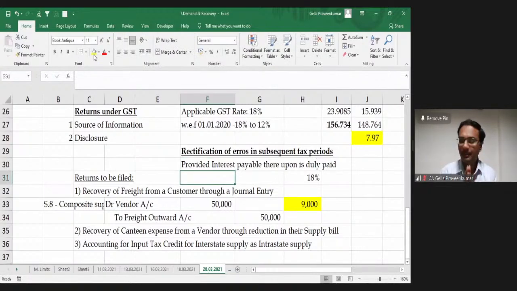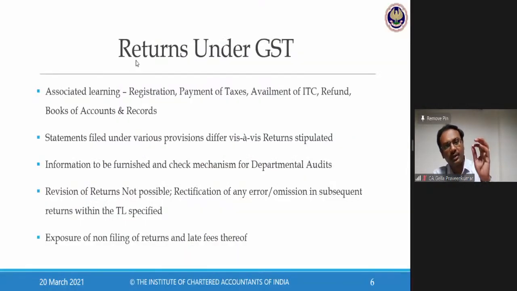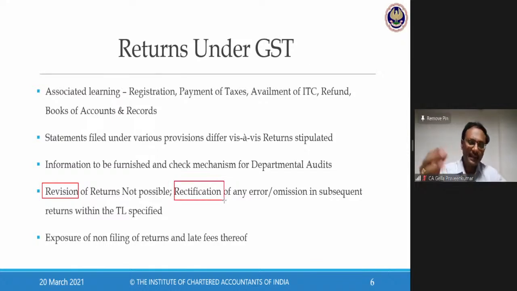I repeat, the provisions under GST law say that rectification of errors or omissions can be duly taken care of in the subsequent month's tax period, provided that if there is any interest payable thereon, you have to pay that interest. So this is one principle which makes filing of returns a very important aspect. If any mistakes are noted, those mistakes cannot be revised. Rather, rectification is possible. There is a time limit. I'll touch upon rectification in a later part.